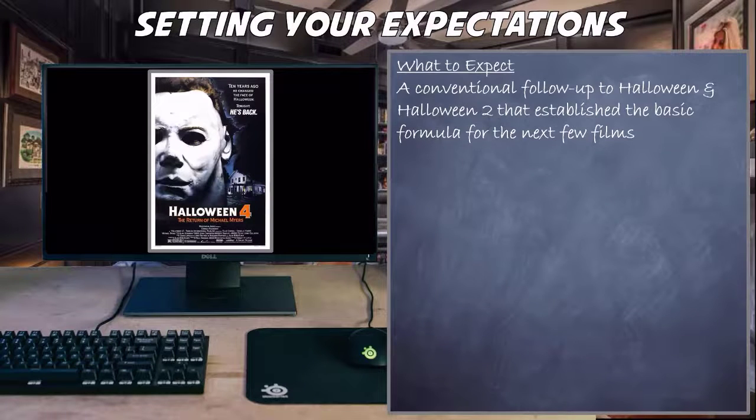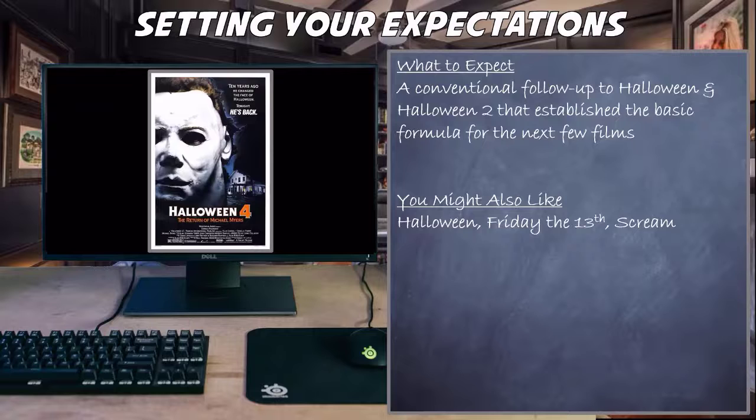If you're going to sit down to watch Halloween 4, what you should expect is a conventional follow-up to Halloween and Halloween 2 that establishes the basic formula for the next few films. Now, if you like the original Halloween or Halloween 2, you should like Halloween 4. If you like the Friday the 13th series, you'll probably like Halloween 4. If you like the Scream series, there's a good chance you'll like Halloween 4. Halloween 4 is a pretty conventional slasher movie, so if you like any of the other pretty conventional slasher films, it's a good chance you'll like this one as well.